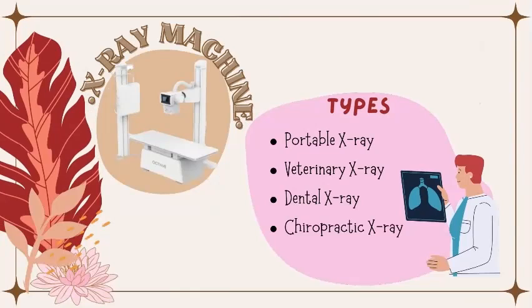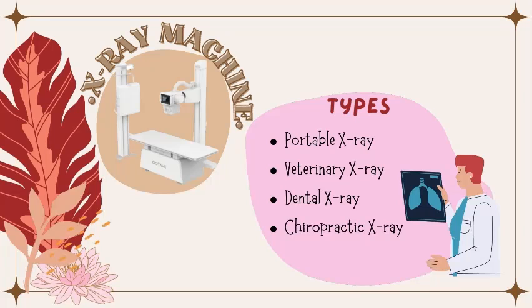There are four types of X-ray. The first one is portable X-ray, also known as mobile X-ray. It can be moved to various locations such as wards, nursing homes, and intensive care units. The second one is veterinary X-ray. It is for vets, animal health research, and laboratory use. The third one is dental X-ray. Dentists use it to diagnose problems in our teeth and jaws.